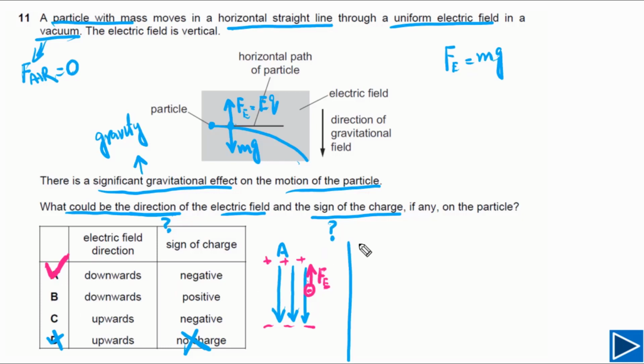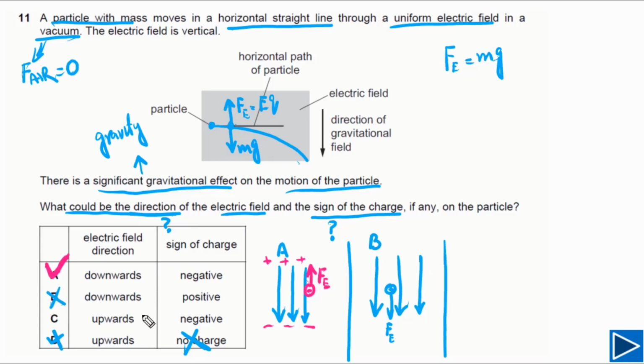Let's look at option B now. For option B, it is given that the electric field is still acting down, meaning the direction of the electric field is downwards, and this is a uniform electric field. But in this case, the sign of the charge is positive. If this is positive, it will move in the direction of the electric field. It simply means that it will experience an electric force in the downward direction. So this is not a possible answer, because the electric force has to be pointing upwards. So this is not a possible option.